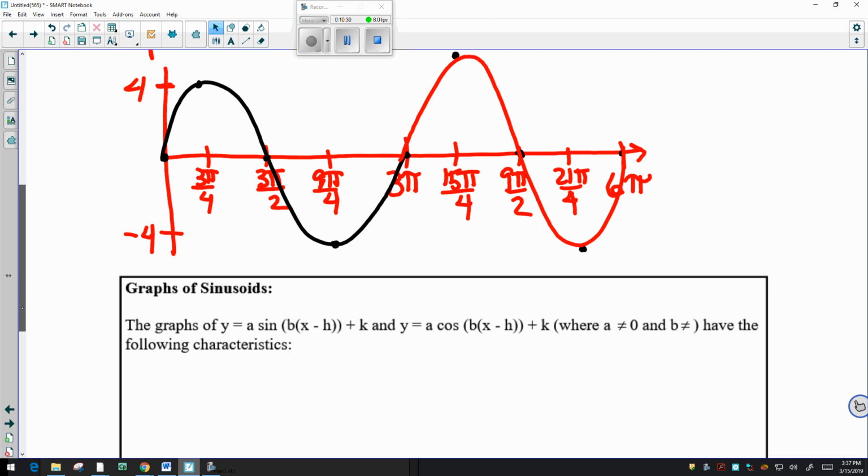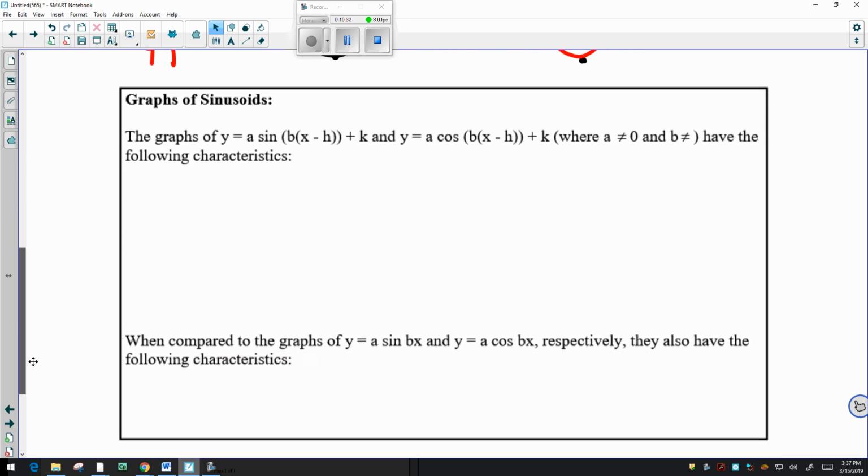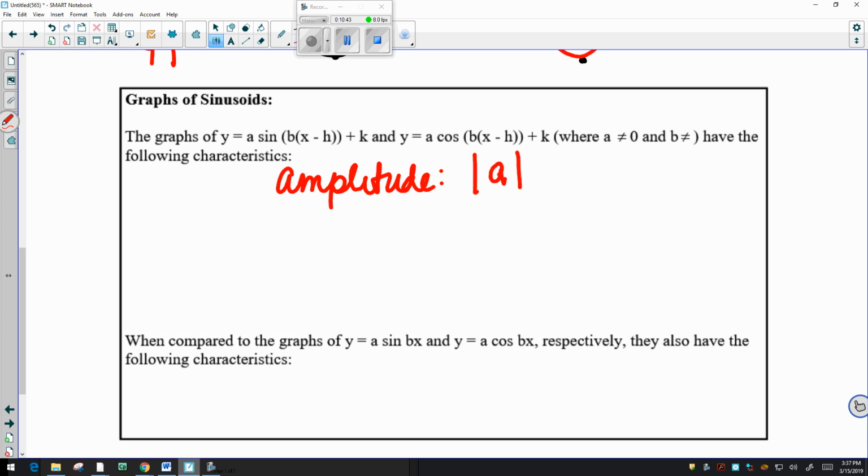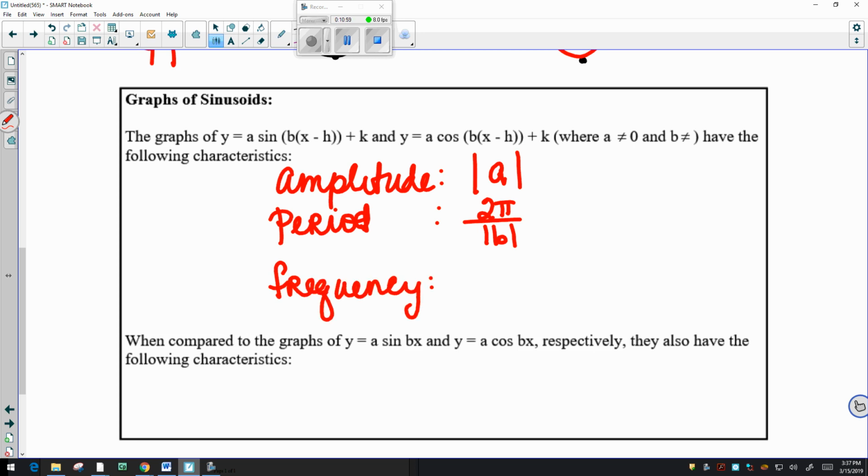So maybe just a little summary of what we have done. So for the graphs of our sine and our cosine graph, we have the following characteristics. So if we want the amplitude, I want to think the absolute value of A. If we want the period, I want to think 2 pi over the absolute value of B. If I want to think frequency, I want to think reciprocal of period, so that's absolute value of B over 2 pi.